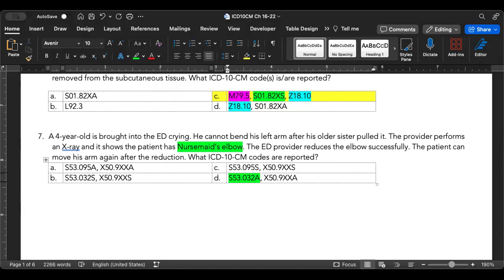What's your question, Puny? For the first code, how can we look from the index? You go to nursemaid's elbow. Just go directly to nursemaid, or go on the pain? No, you'll go to just nursemaid's, because the pain is the sign or symptom. So our definitive diagnosis is nursemaid's elbow.